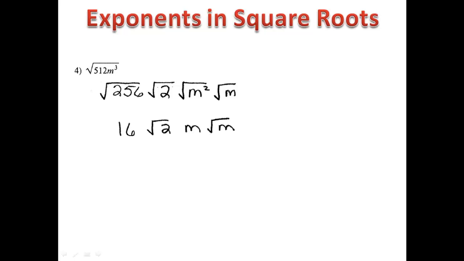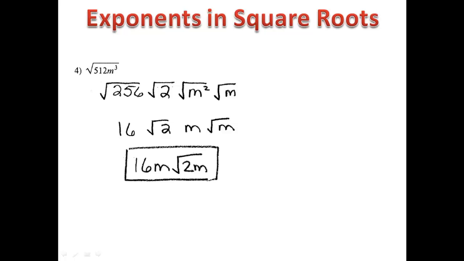We break down the radicals. 256 is 16. The m squared becomes m. That leaves me with 16m square roots of 2m. If we think about it in groups of 2, there were 3 m's in the radicand. That's one group of 2, that's the m on the outside, with one left over, that's the m on the inside.